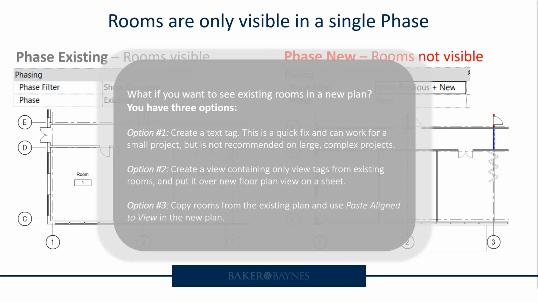The last option is to copy your rooms from your existing plan over to your new plan and paste it with the Align to View option. However, the problem that you have with this is that it creates a double number of rooms in your project. And also demolished walls can also mess with your room boundary. So just keep this in mind.